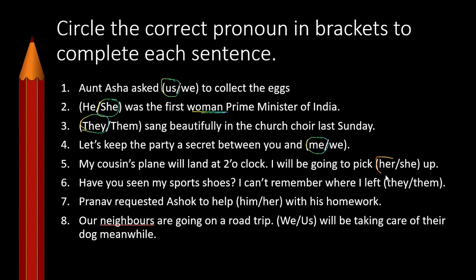फाइन, हैव यू सीन माई स्पोर्ट्स शूज? आई कांट रिमेम्बर वेयर आई लेफ्ट. अब देखो वो शूज के बारे में बोल रहा, वो शूज को मैंने कहीं रख दिया है, मुझे नहीं याद है. तो एक्शन किसके साथ हो रहा है? शूज के साथ. शूज को कहीं रख दिया गया है, तो एक्शन जिसके साथ हो रहा है वी यूज देम फॉर इट. जो एक्शन कर रहा है उसके लिए दे होता है.